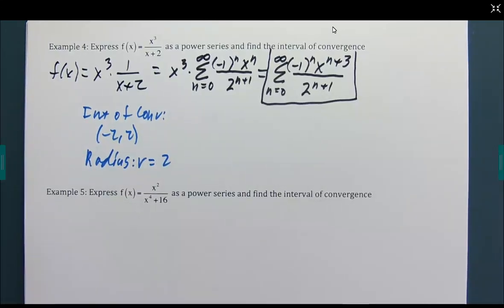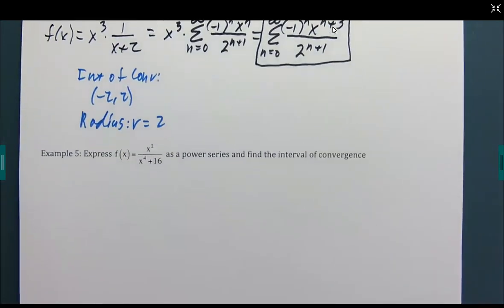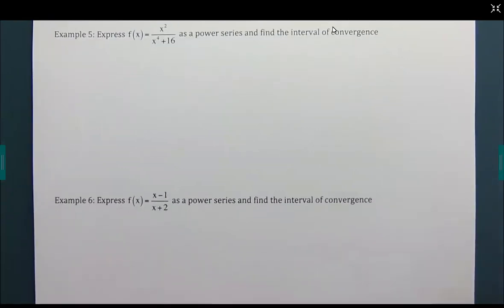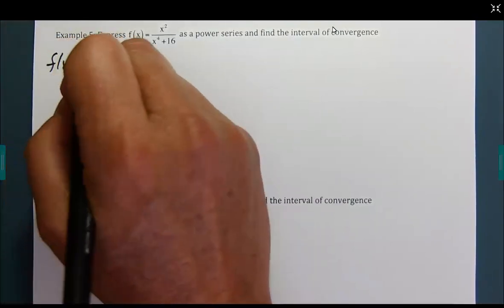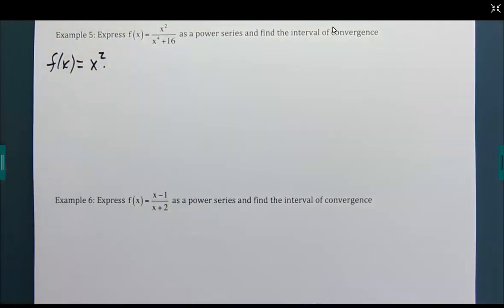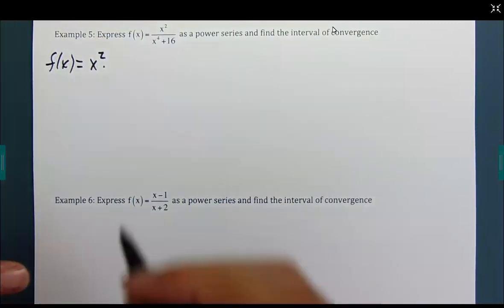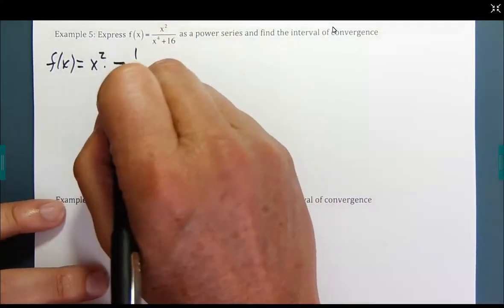So next up, example 5 here. I'm going to hold off that x squared off to the side, so f of x, and I'll bring that in at the end. And I'm going to rearrange this to look like this.